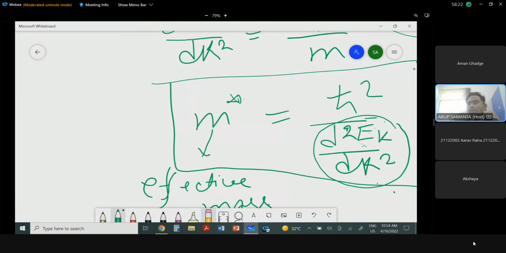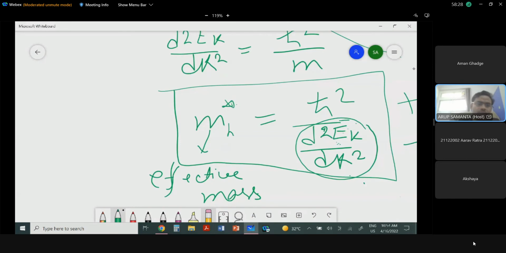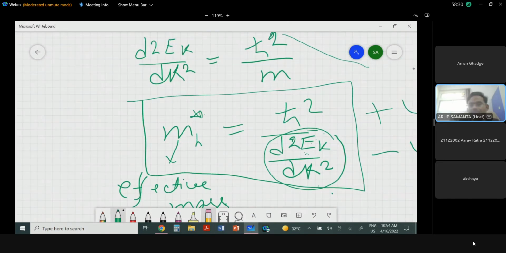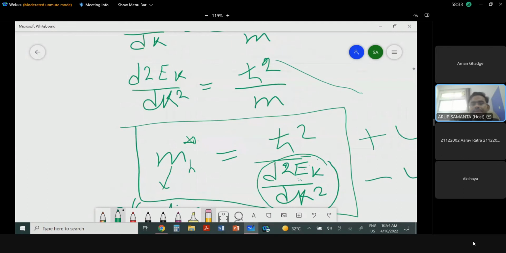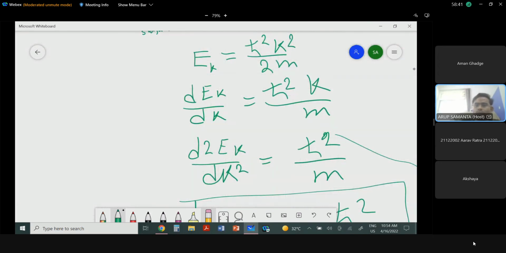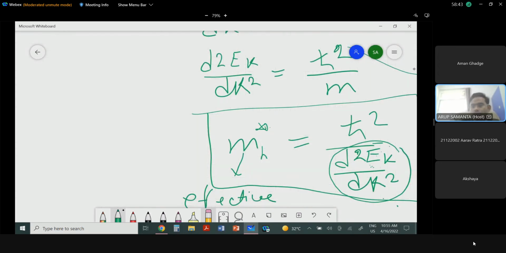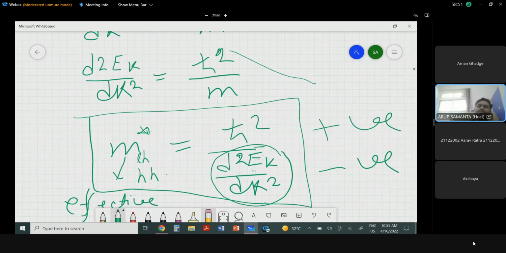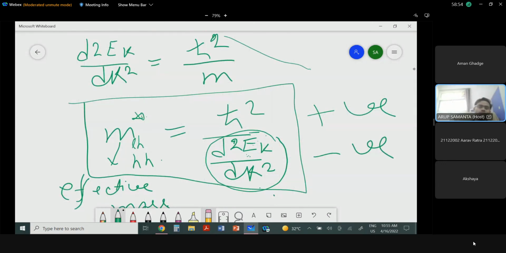If I say hole, this hole mass can exist as two types. One is light mass, low mass, depending on the slope value. One has the higher slope, another has the lower slope. Based on that, we call this light hole or heavy hole. These are two types of hole. If this is the formula, ħ2 d2E/dk2, depending on the slope value, one is the light hole and another is the heavy hole.